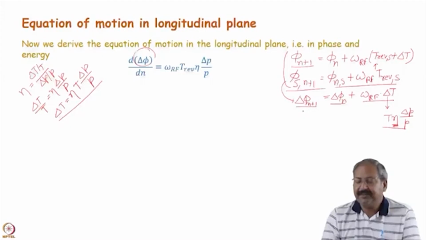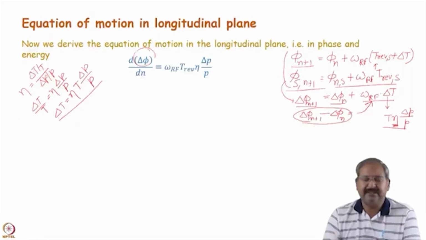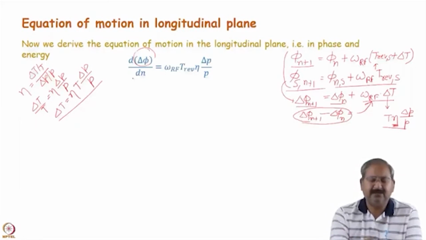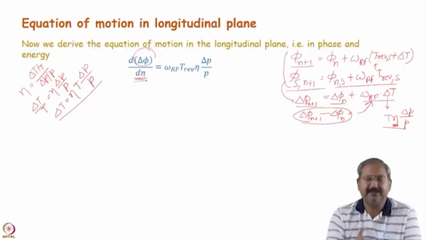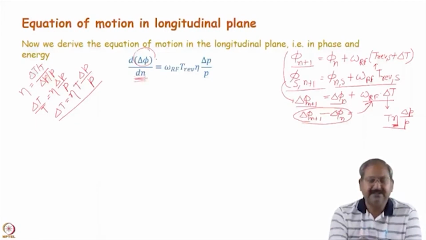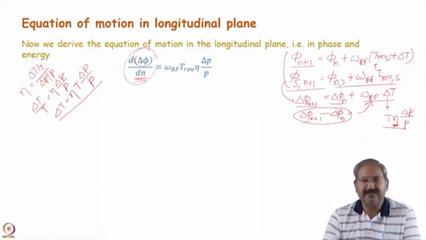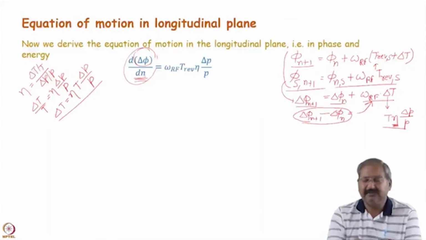Now we can see that delta phi n plus 1 minus delta phi n is equal to this number, and this is the change in the deviation of phase in one term. That's why it is written d delta phi over dn. dn means in one term. We are counting with terms. So this is the change in phase deviation in one term, with respect to the synchronous one, and it will be given by omega RF t revolution eta delta p by p.